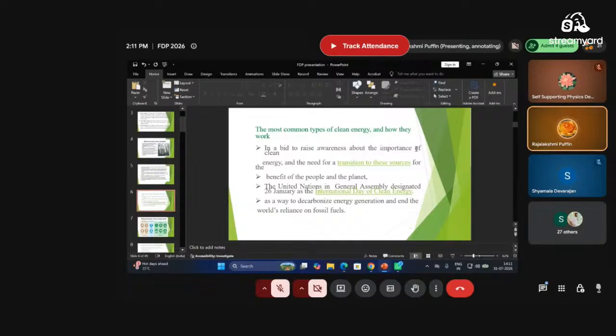Now come to this one. What is the rising awareness about clean energy, and what types of transition sources do we have to use? What is the benefit for both the people and the planet? On 26th January, the United Nations General Assembly declared 28th January as the International Day for Clean Energy. This is good. We have to go for decarbonizing energy generation. We should not depend on fossil fuels. We have to go for decarbonized energy without polluting.